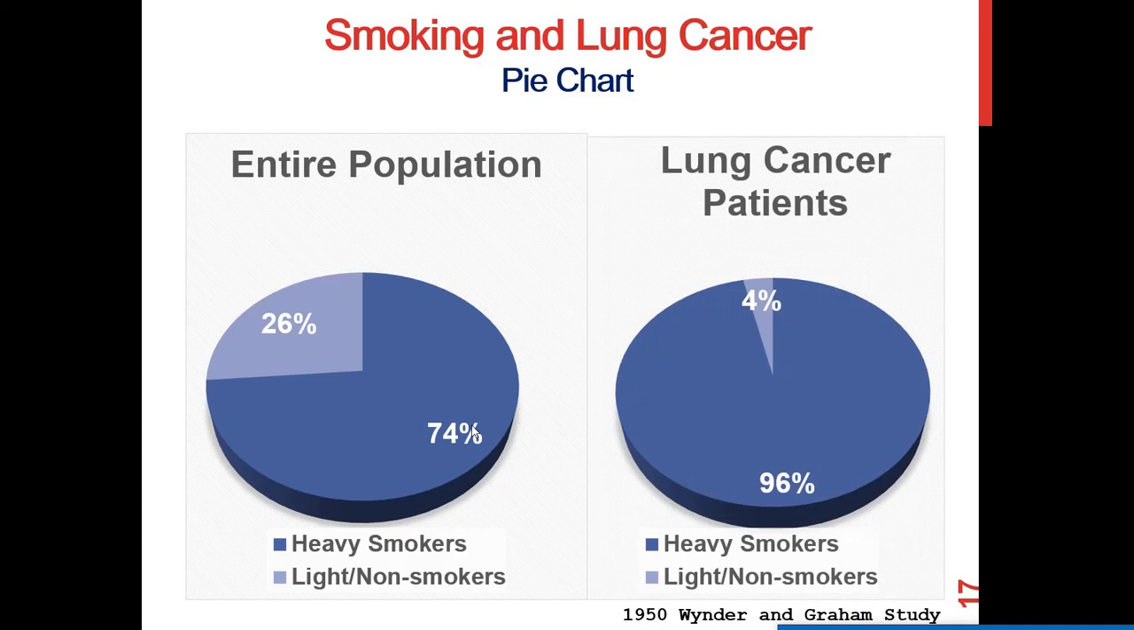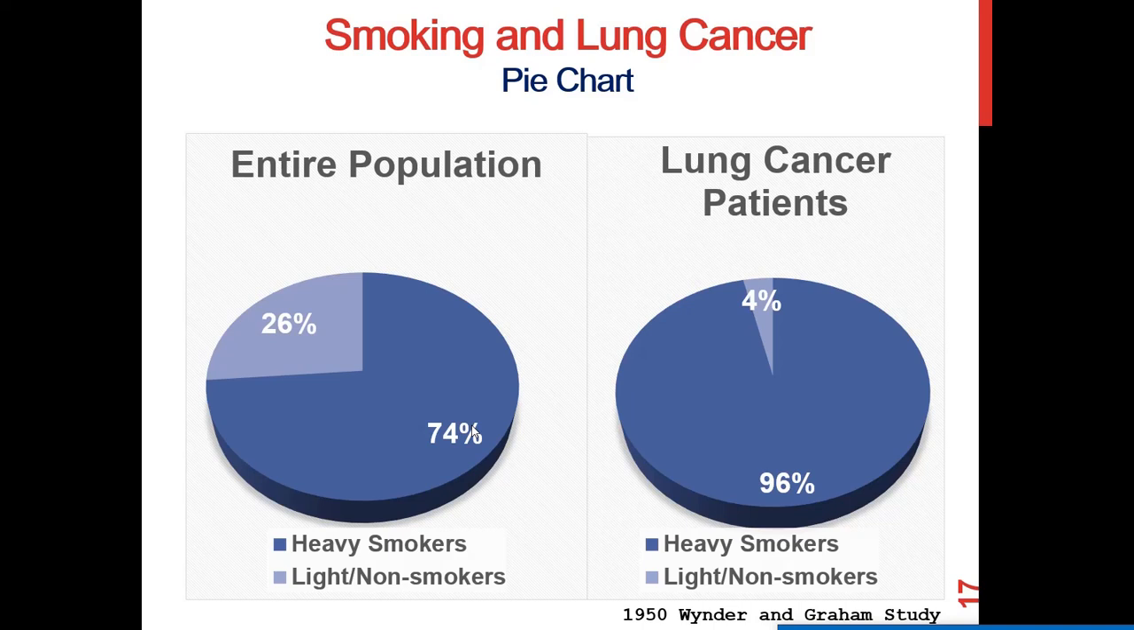This is a graph of lung cancer patients. Now in lung cancer patients, the distribution has changed. In lung cancer patients, 96% of the patients are heavy smokers, and only 4% of the patients are coming from the light or non-smoker group. Now, ideally, if there is no relationship between smoking and lung cancer, then the proportion of smokers in the entire population should remain more or less the same as the proportion of smokers in lung cancer patients, if there is no connection between smoking and lung cancer.